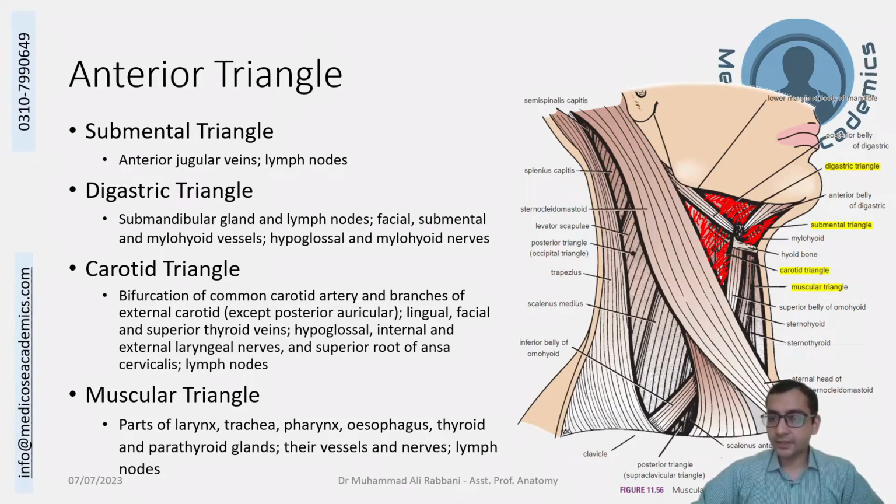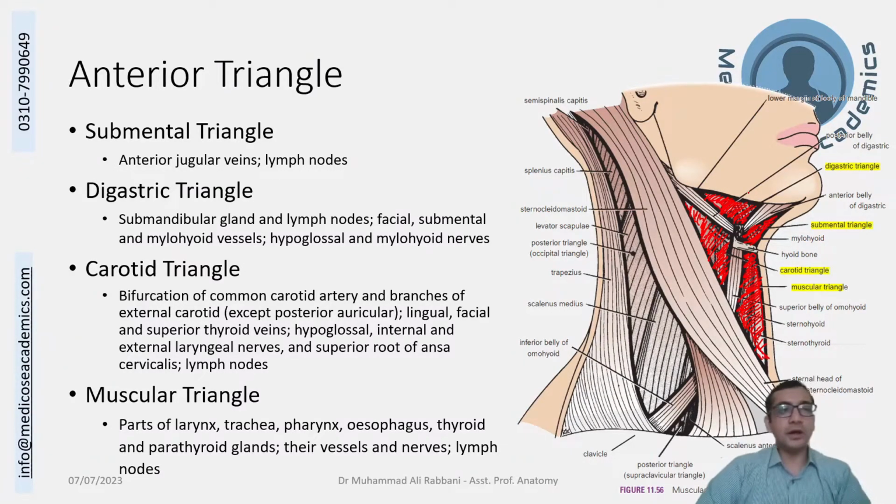And we are left with the muscular triangle. It is present between the superior belly of omohyoid, sternocleidomastoid, and the midline. Of course, the upper apex is also made by the hyoid bone. So these are the structures that form the four triangles of the neck.